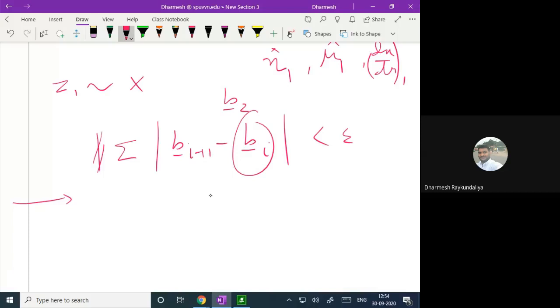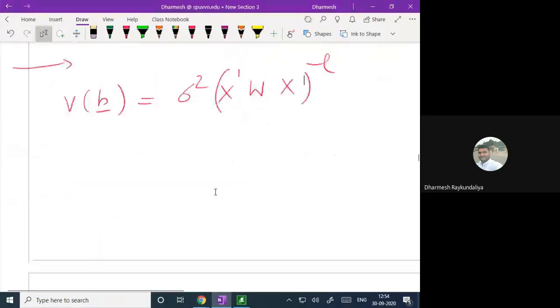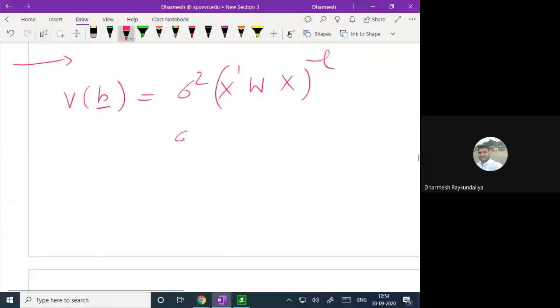So once we have the estimate, we are interested to find out the variance of B, and variance of B is nothing but sigma square (X dash W X) inverse. Okay. Because we are considering the likelihood approach, the sigma square is 1, so variance of B is nothing but (X dash W X) inverse. So we have obtained all the things.